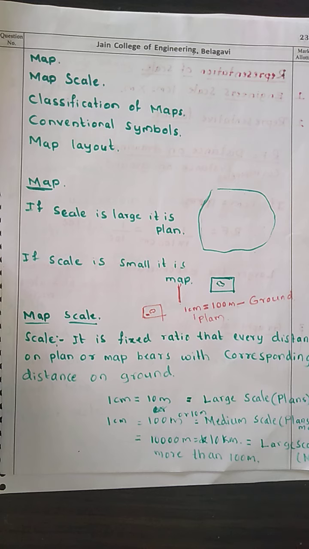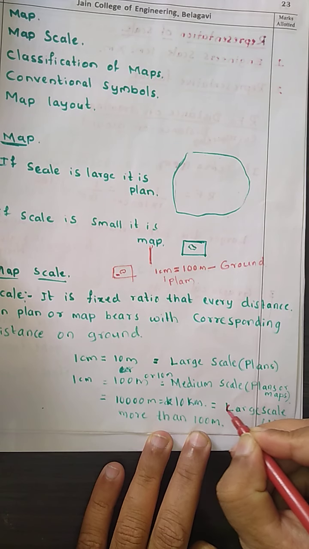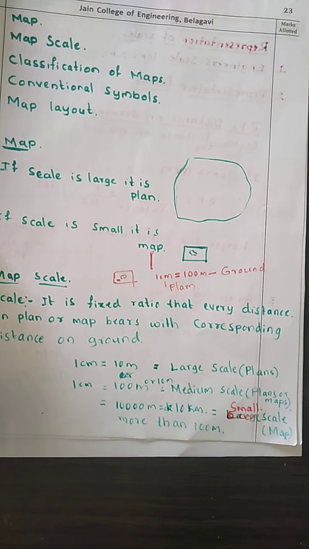Now this map scale is divided into 3 parts: large scale, medium scale, and small scale. Here I have, by mistake, written large, but it is a small scale. So we have divided the map scale into 3 types: large scale, medium scale, and small scale. Now, what is a large scale?